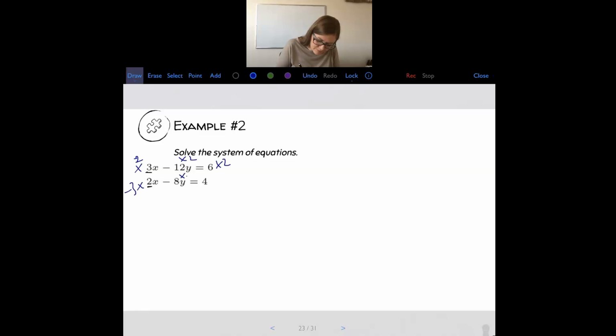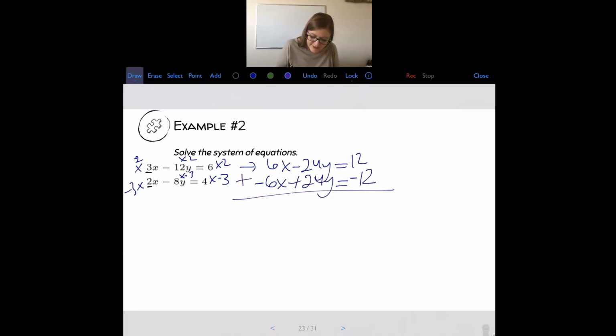So this gives me 6x minus 24y equals 12. And I'm multiplying the bottom by negative 3. So we have negative 6x plus 24y equal to negative 12. Okay, so when I add these up, 6x plus negative 6x cancels. Negative 24y plus 24y cancels. Equals 12 plus negative 12 is 0.